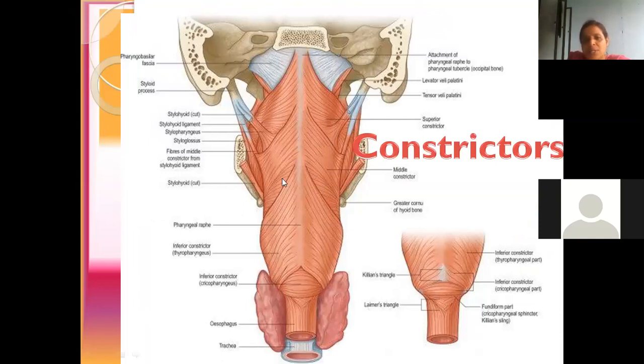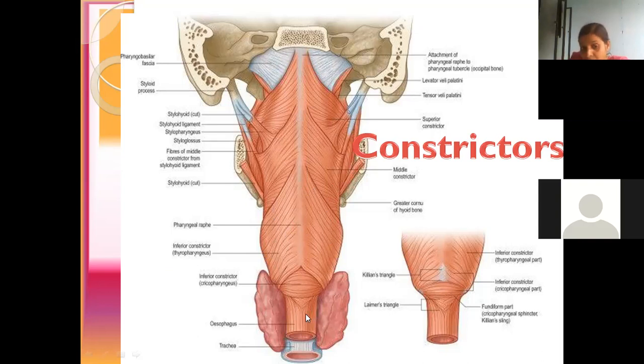So we have three constrictor muscles. This is the view taken from behind. This is our skull bone. This is the level of the pituitary gland, that means here we have the pituitary fossa area. This is the middle cranial fossa, the section has been cut. When you see from behind, the first muscle is the superior constrictor, the second is the middle constrictor, the last is the inferior constrictor.